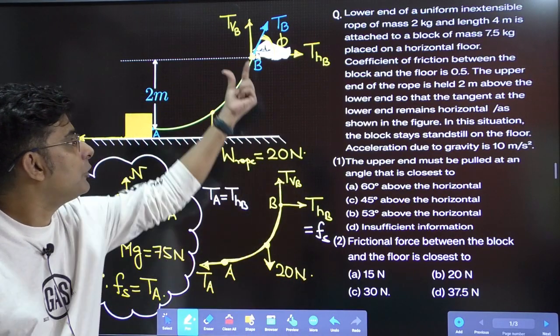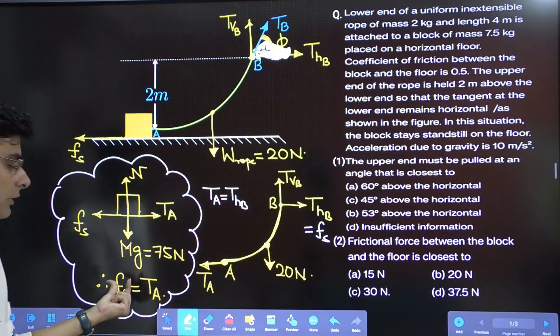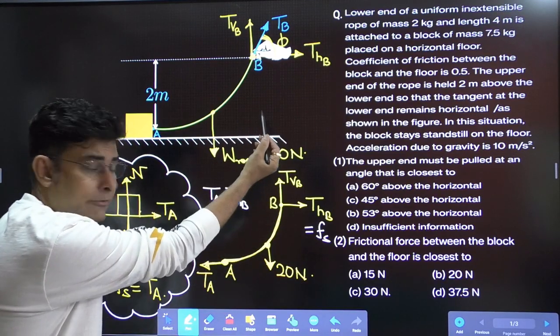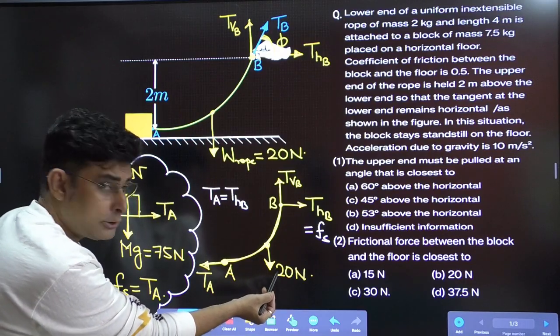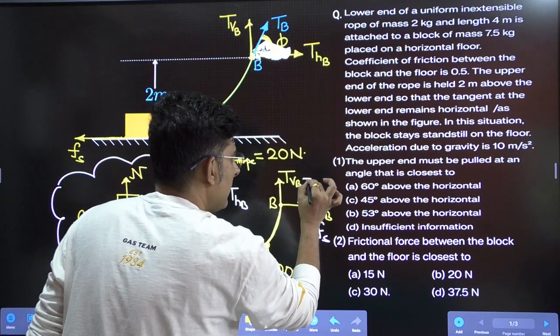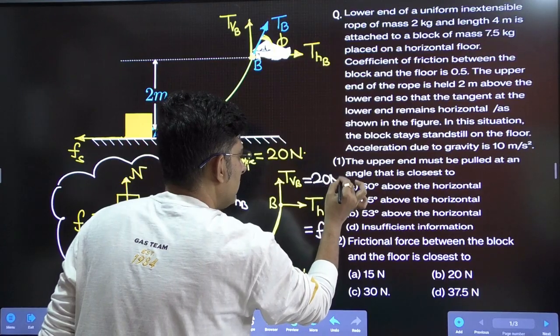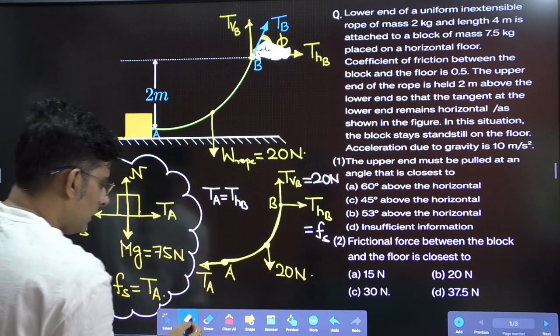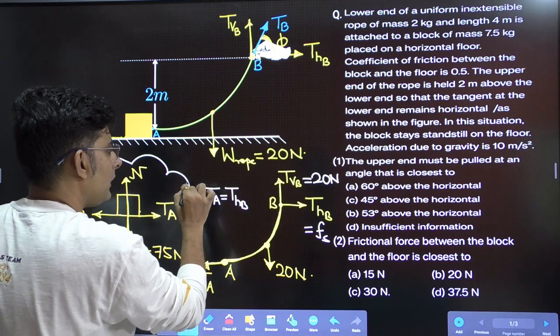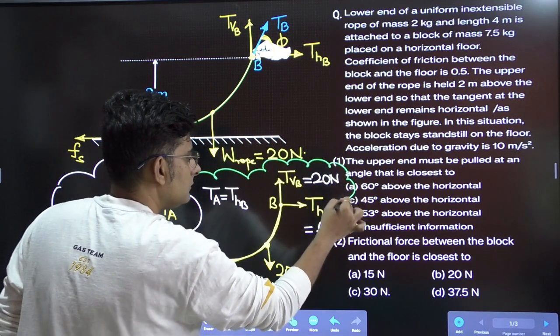So the horizontal component at point B will become equal to the friction force Fs, and vertically, if you see, TVB will be balancing the total weight which is acting downwards, so we can say TVB will balance the 20 Newton force. So this is what we should be clear about in the beginning itself.